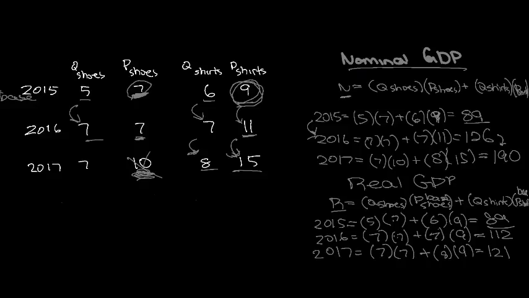Now remember this key fact. Real GDP is always less than or equal to nominal GDP. Because if there is only an increase in quantity, both nominal and real will increase by the same amount because the price will remain the same. But if there is also an increase in the price, nominal GDP will measure this increase, but real GDP will not.